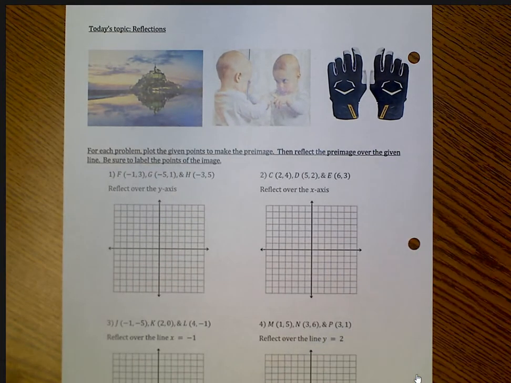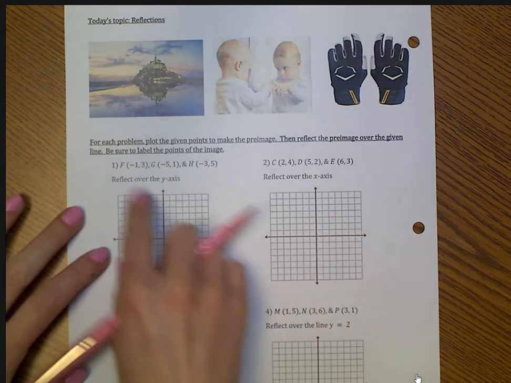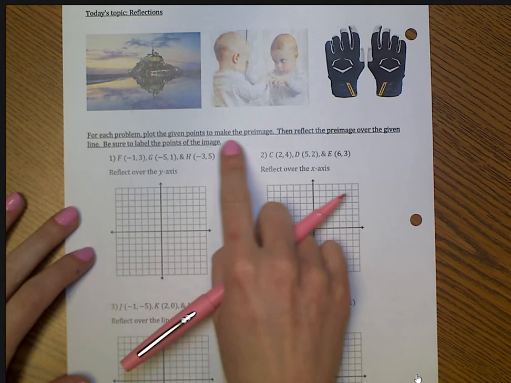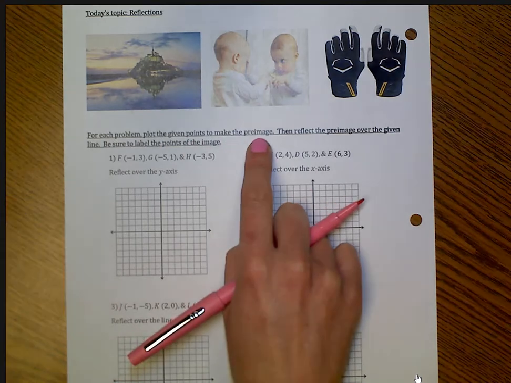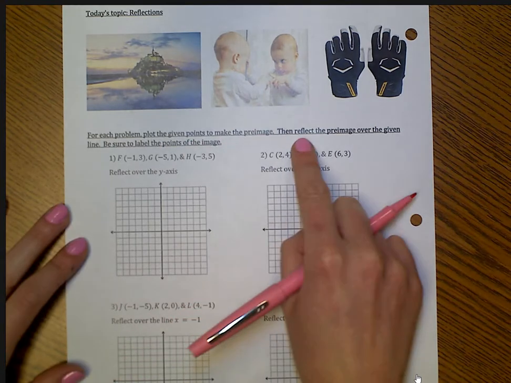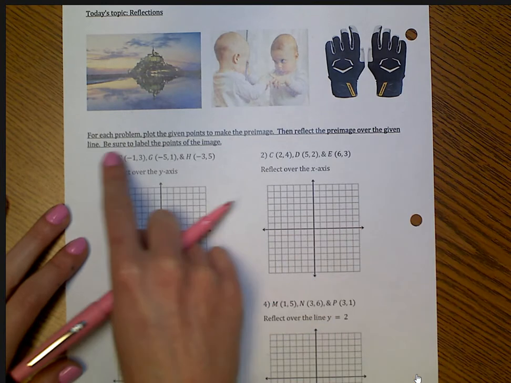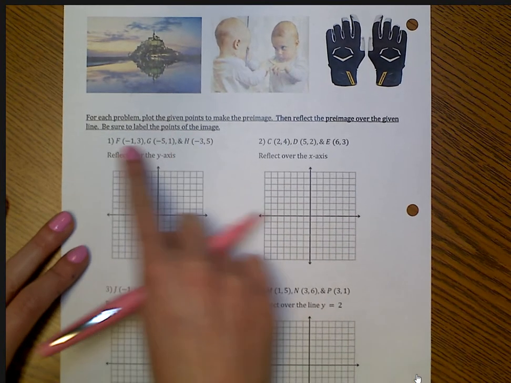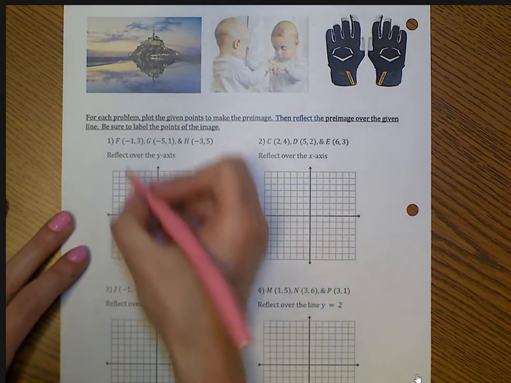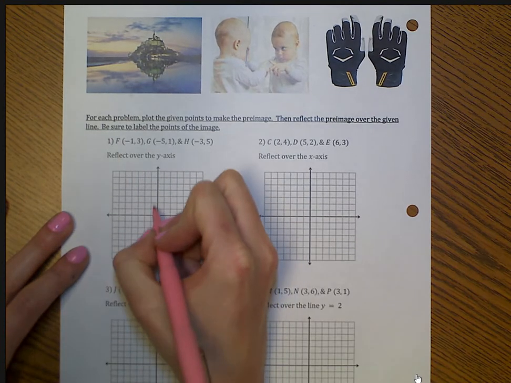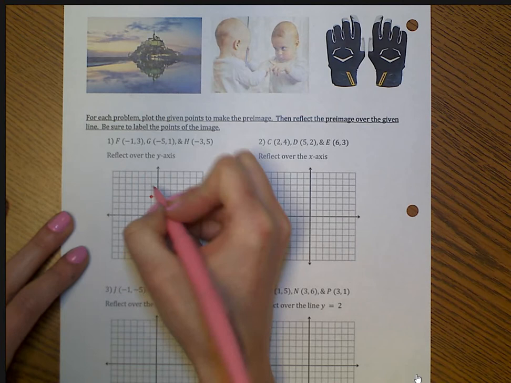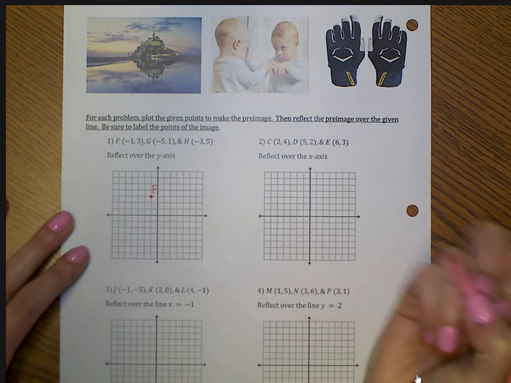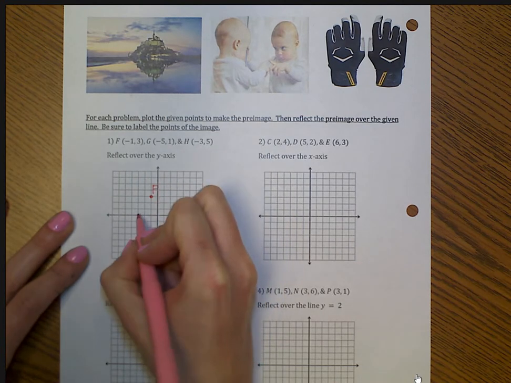So we're going to do 4 examples, and it's all the same thing. It says for each problem, plot the given points to make the pre-image, so the picture before we change it, then reflect the pre-image over the given line, and be sure to label the new points of the image. So let's plot these points here. F would be -1, 3, that's F. G would be -5, 1.